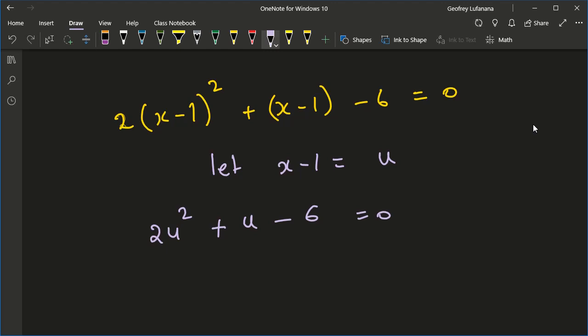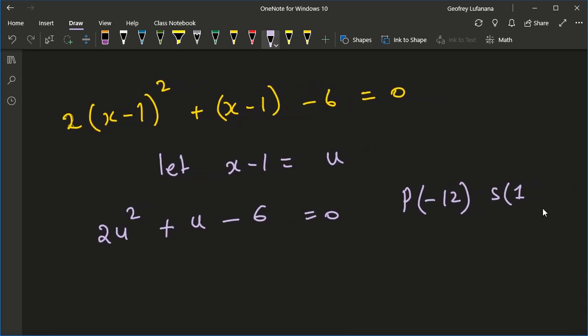Now I'm going to solve for u using the sum product method. So my product in this case is negative 12, and my sum is positive 1. So I'm looking at the factors of 12, and I'm looking for two numbers that if I multiply them, I get negative 12, but if I add them, I get 1. So factors of 12, some of them are 4 and 3. 4 times 3 equals 12. If I add them, I have a 7.